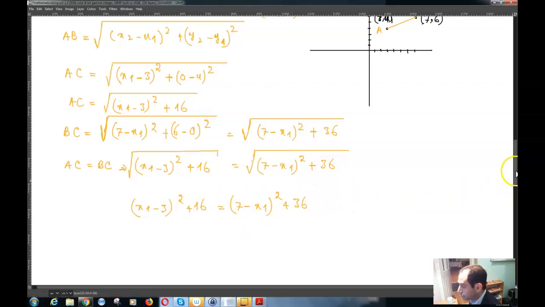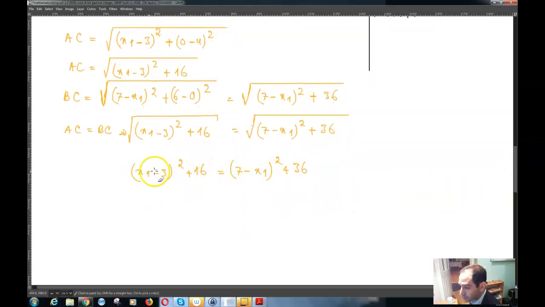And then you can expand this, and instead of x1 I'm going to write x. So x squared minus 2 times 3 times x, that is 6x, plus 9 plus 16 is equal to 7 squared, which is 49, minus 2 times 7 times x, plus x squared plus 36.